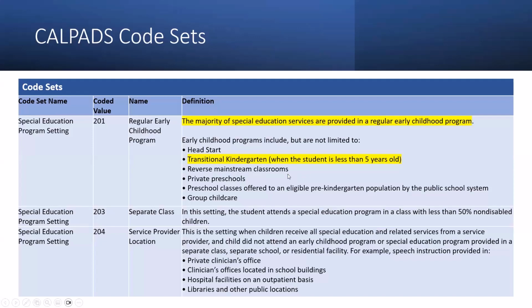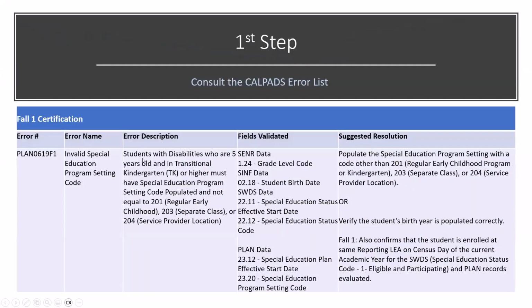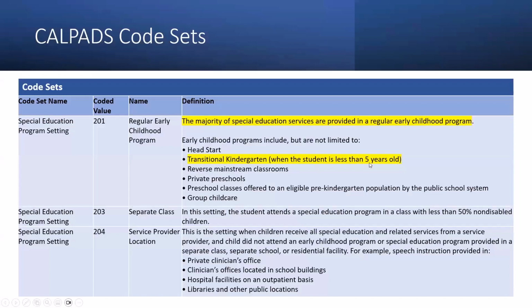So if you go back to the error list, students with disabilities who are 5 years old and in transitional kindergarten, TK, or higher must have a special education code populated and not be 201, 203, 204. And so we saw with code 201, it was appropriate for students in TK who are not 5. So you can see that clearly in the definition.